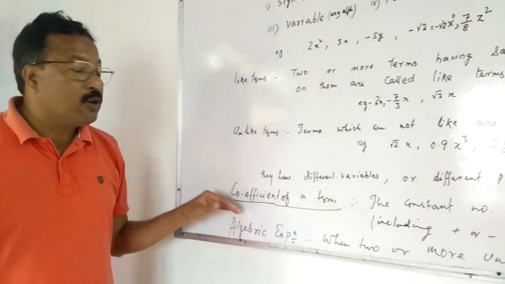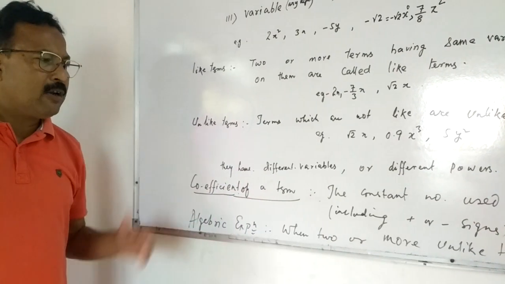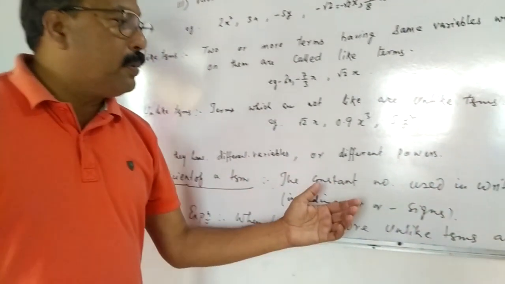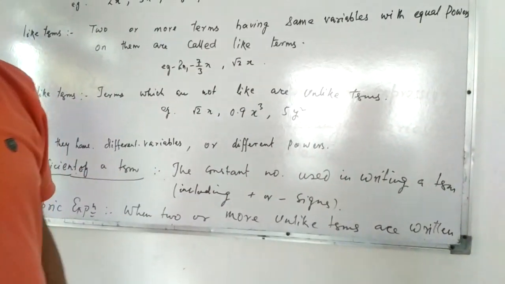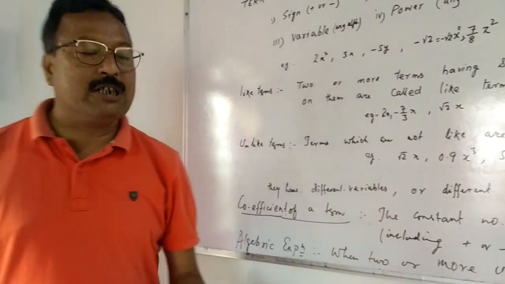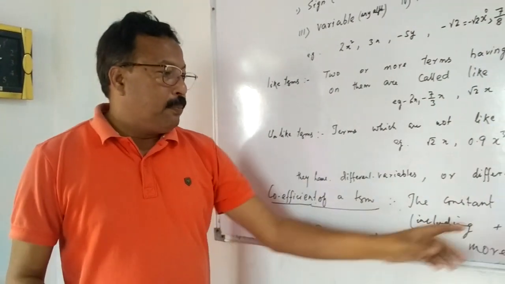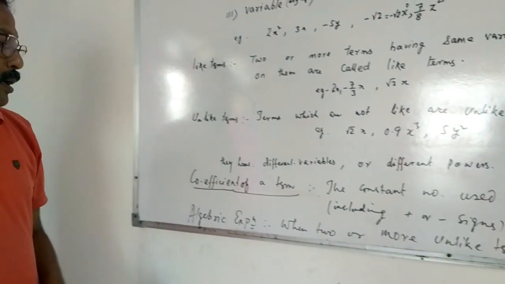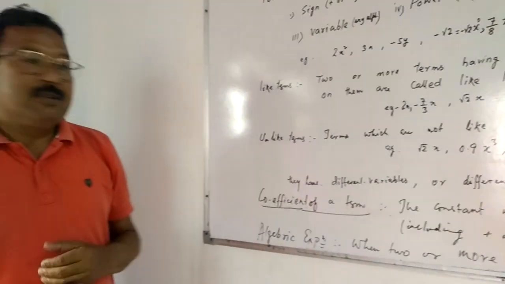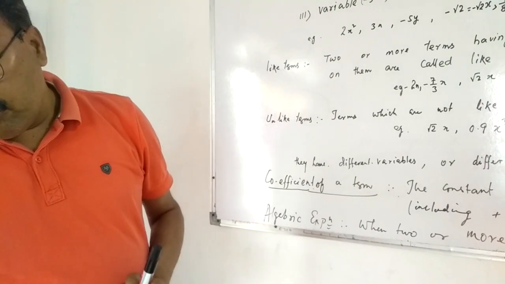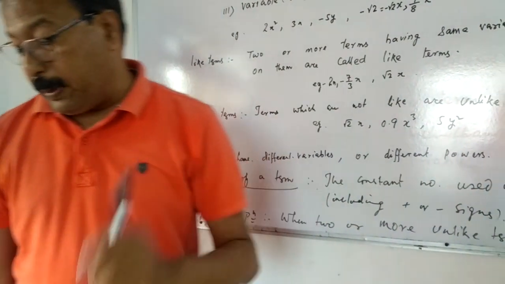Now come to the point of coefficient. We are quite familiar with this from the lower classes. The constant number used in writing a term, when you are expressing a term with sign plus or minus, that constant number is known as the coefficient. And now we'll define algebraic expression.